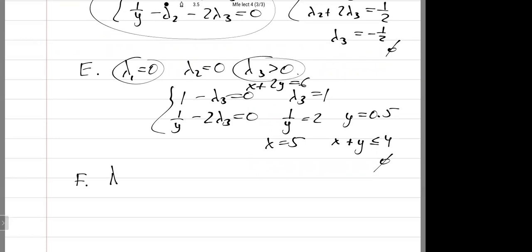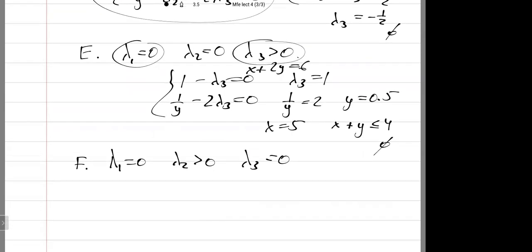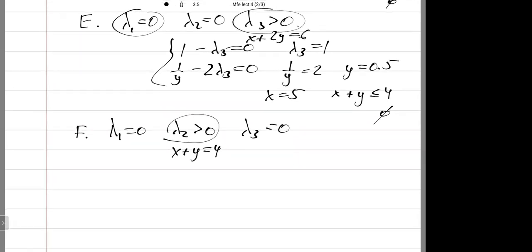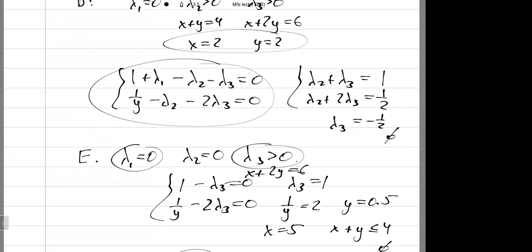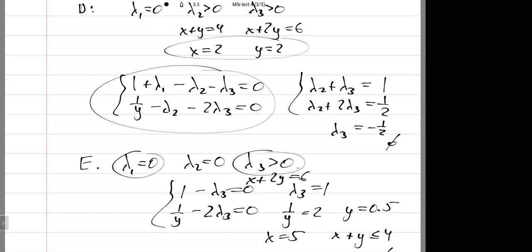Case F says that lambda 1 is 0, lambda 2 is positive, lambda 3 is 0. As lambda 2 is positive, then we have x plus y is 4. Anyone is with me? Everything is fine? Are you lost? No, I'm always here. Yeah, we're good. Can you scroll a bit to the D, please? I didn't manage to copy. Yeah, thank you. Yeah, that's enough. Thank you.